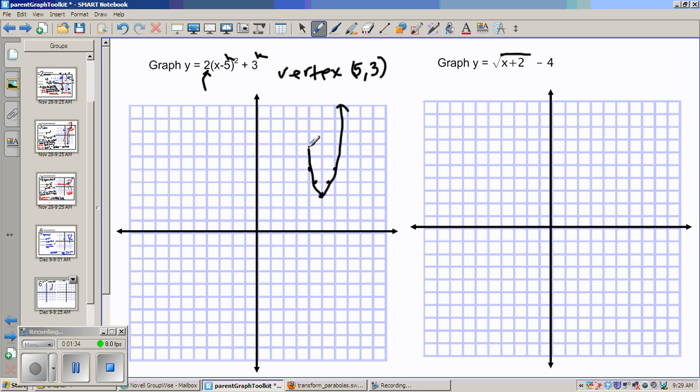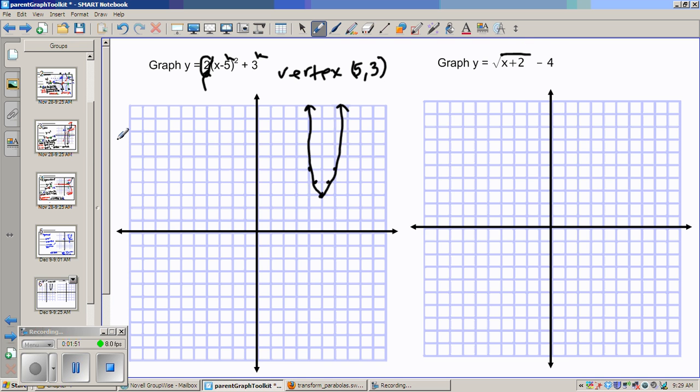I didn't really have to plot any points. I'm just remembering the vertex and that it's slightly skinnier. It faces upwards because it's positive. So I'm looking at the equation to get an idea. Now what if we don't have y equals x squared? What if I have y equals the square root of (x plus 2) minus 4?